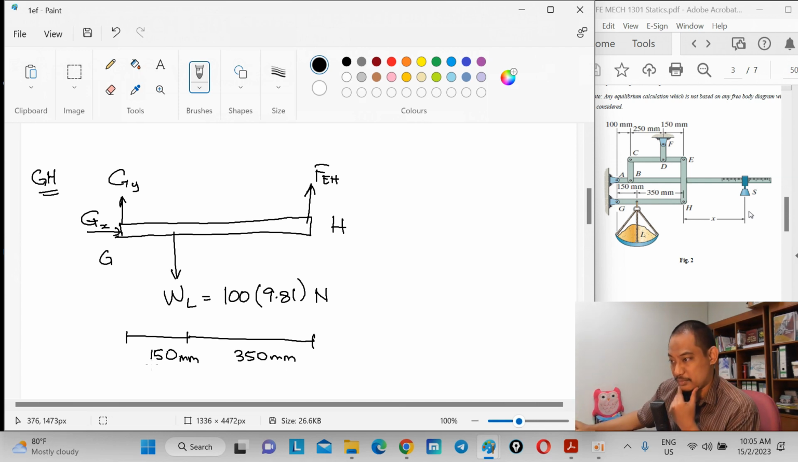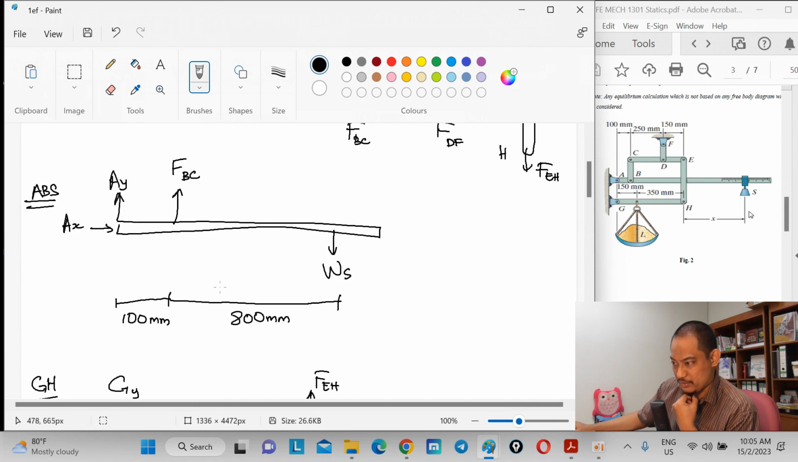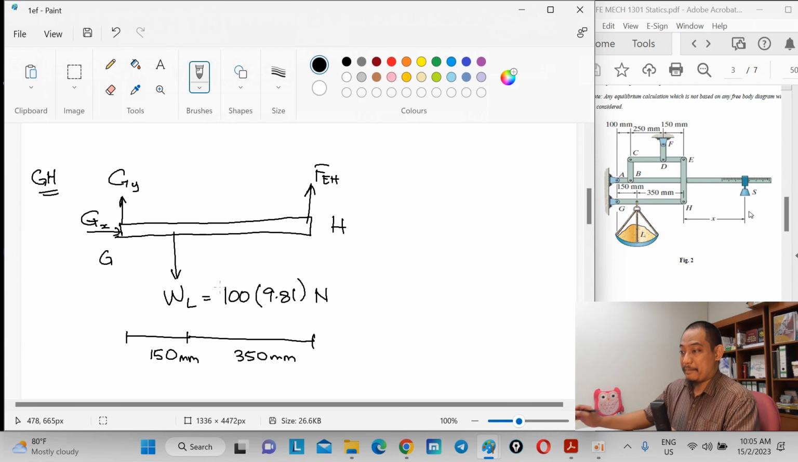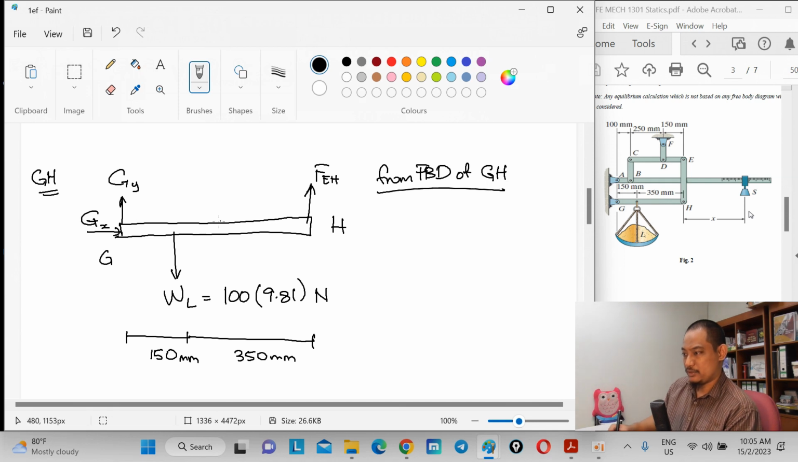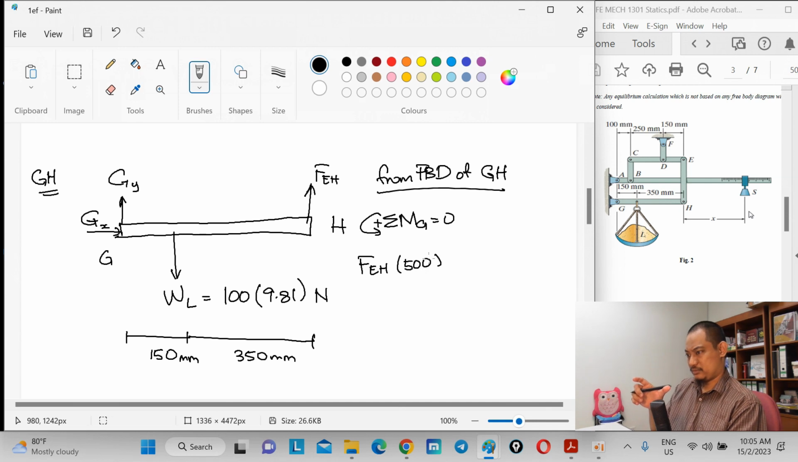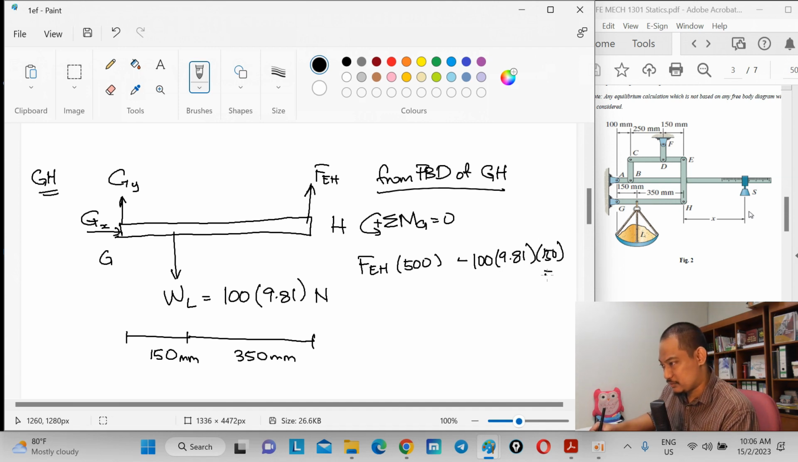Now we can determine. So we will start here, right? Because this is where they have the value. The rest, we don't have any value of the forces. So from the free body diagram of GH, which is this one, if you take summation of moment about point G equal to 0, and if you take counterclockwise as positive, so FEH times 500, right? And then minus 100 times 9.81 times 150, this is equal to 0.